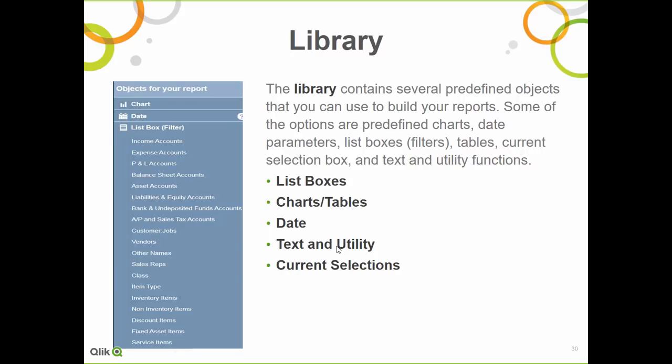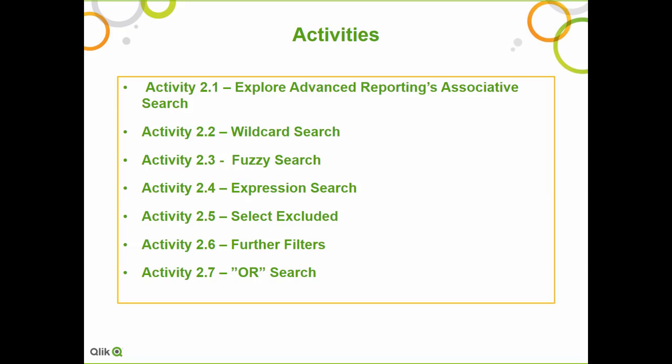Also, you have text and utility area where you can bring in your current selections box. The current selections box becomes very handy because there you can see the selections that you've been making as you go through your analysis. Here you can see we have quite a few exercises and activities set up for you in order to show you the many different types of searches that we have in the Advanced Reporting tool.